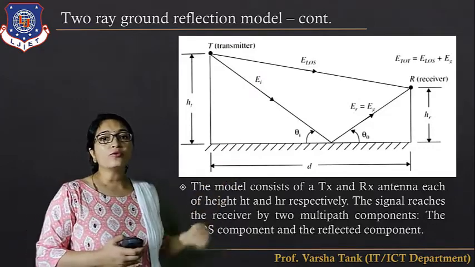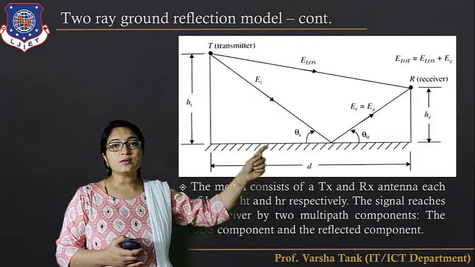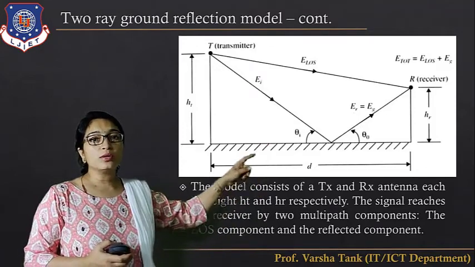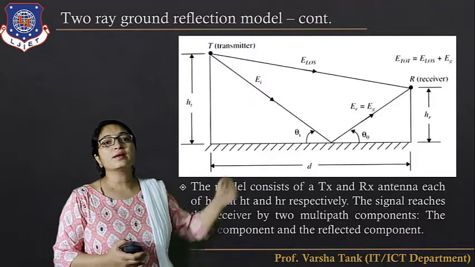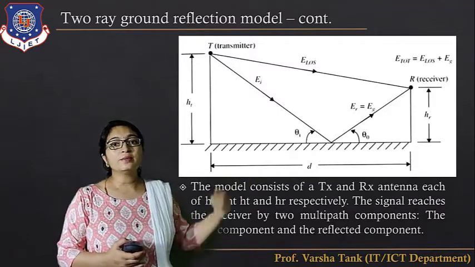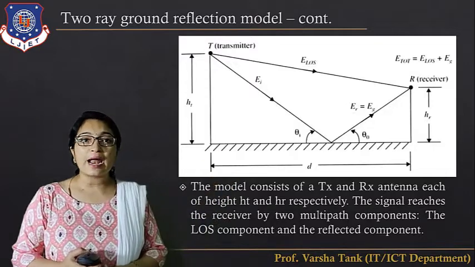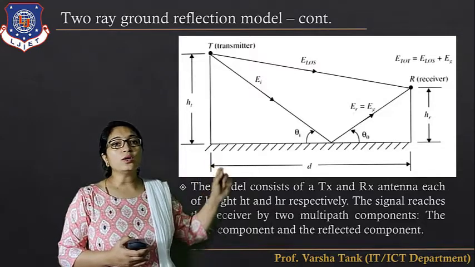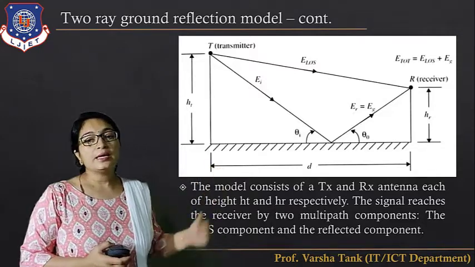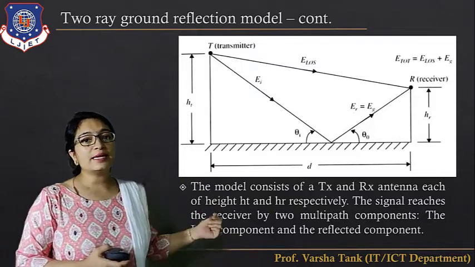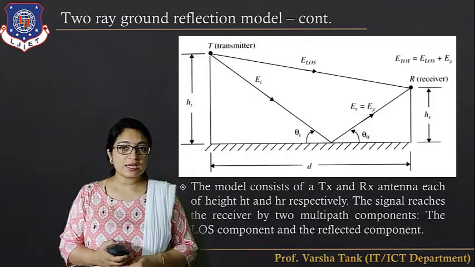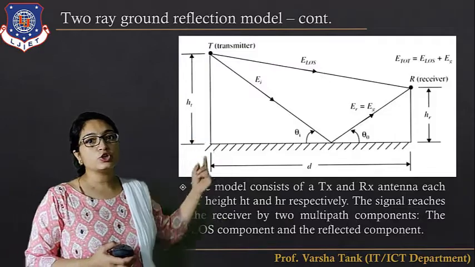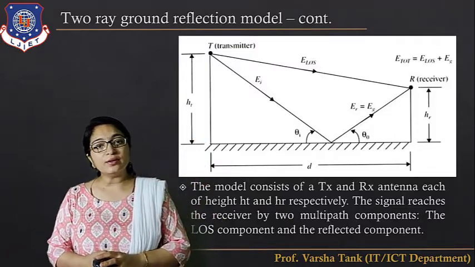But when the ground reflected wave is there, the first wave is E1 and the second wave is E2. Here you can see the 2 times theta, so the reflected wave will reach the receiver, with the height of the transmitter HT and the height of the receiver HR. The total signal received by the receiver, E total, is equal to E line of sight plus ER. The model consists of the TX and RX antennas, of heights HT and HR respectively, and the signal reaches the receiver by two multipath components, the line of sight component and the reflected component.